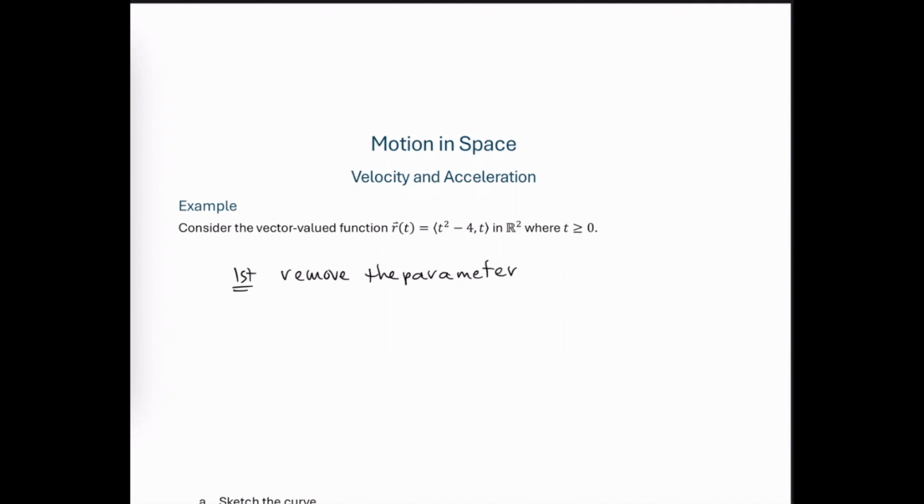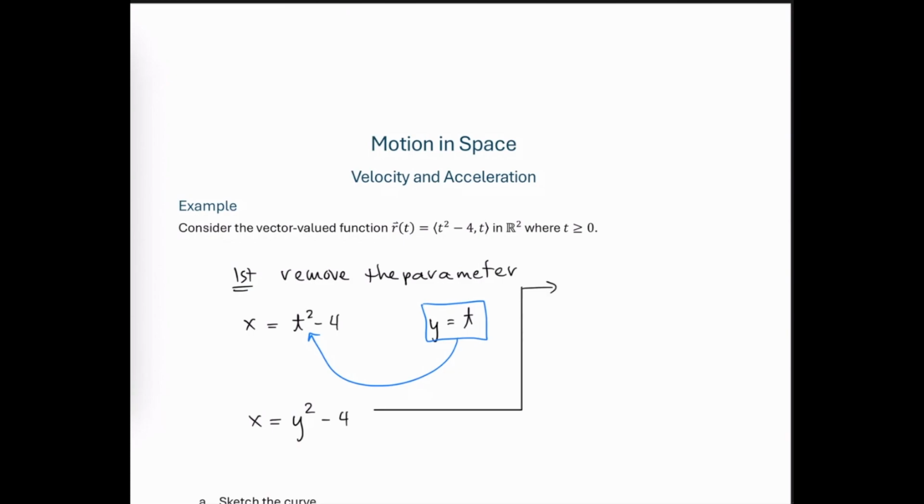So we have the parametric equations that x is equal to t squared minus 4 and y is equal to t. This is going to be a simple conversion because we already have that y is equal to t. We can just make a direct substitution into the x parametric equation and get that x is equal to y squared minus 4, which is a parabola. Let's see if we can get this into a standard form of the equation of the parabola, which would be y squared is equal to x plus 4.